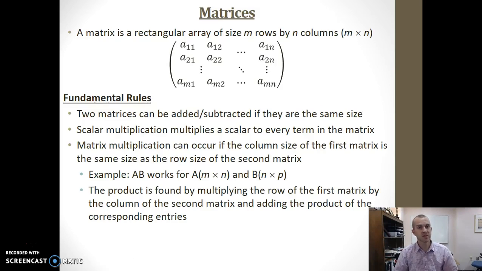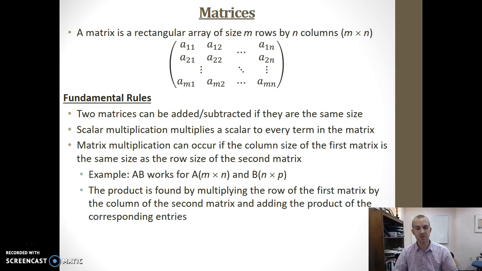A matrix is a rectangular array that's formed by m rows and n columns, and we would say that's an m by n size matrix. We can add and subtract matrices when they are the same size. Scalar multiplication can be done where we're going to take a scalar on the outside and multiply it to every term inside the matrix.